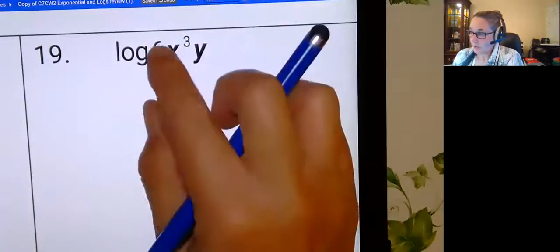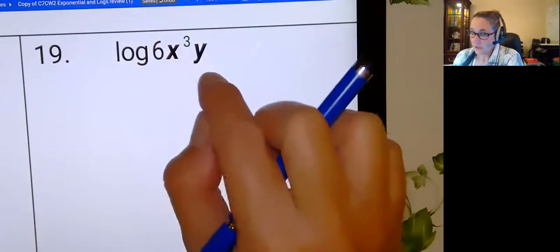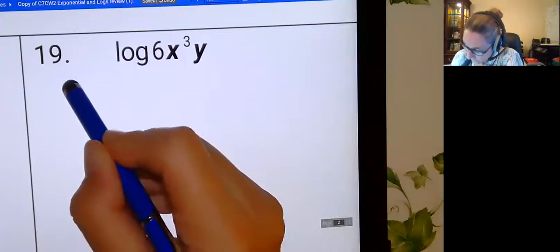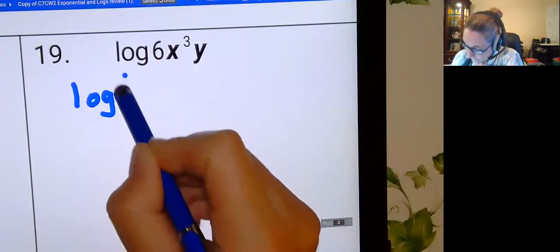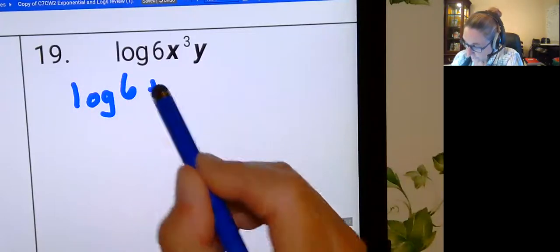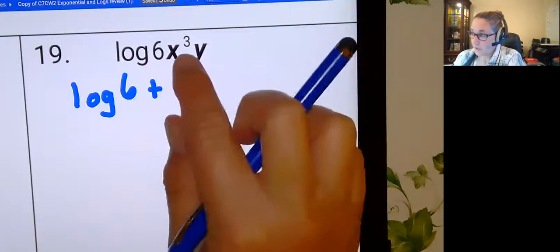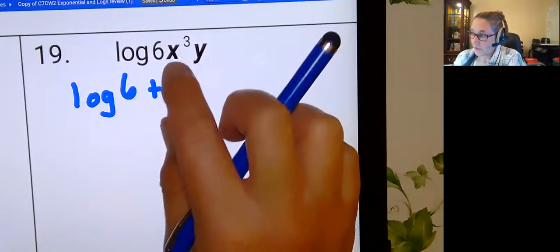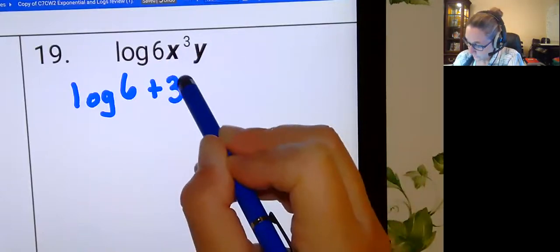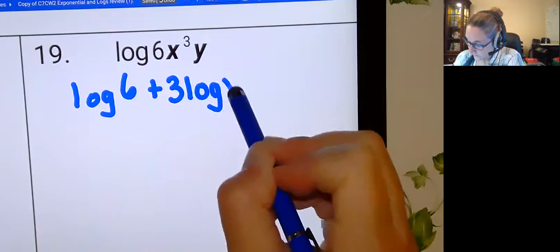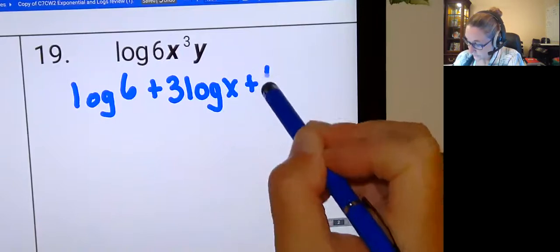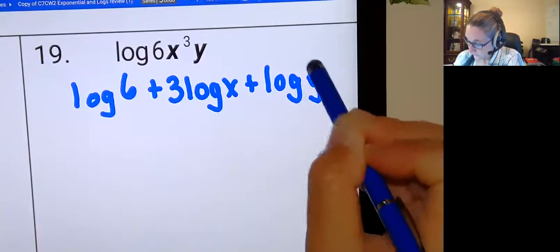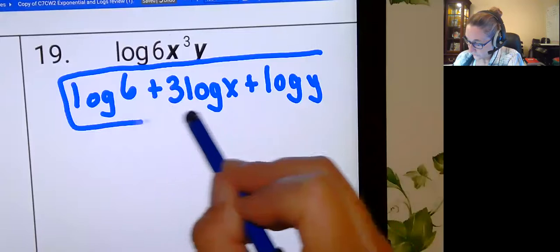So I'm going to have a log for the 6, a log for the x, and a log for the y. So this is going to be log 6 plus, because these are all multiplying. And then when I take log of x to the 3rd, the 3 is going to come in front. So I'm going to get 3 log of x plus log of y. And that's your answer.